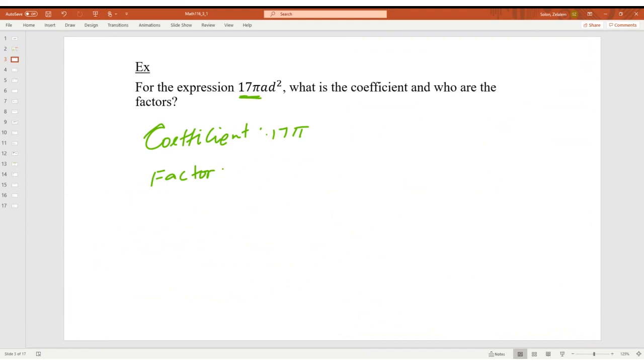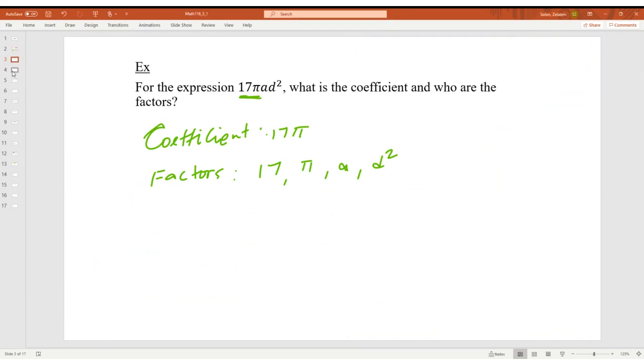factors are, we have 17 by itself, we have pi, we have A, we have D squared. Each one of them is a factor of this expression, because they multiply to give you that expression. Any number or any variable which multiply to give you the expression are called factors of the polynomial. This is very simple, so I don't want to waste that much time on this. If you have any question, please write on the chat. We'll do more exercises as we move forward.